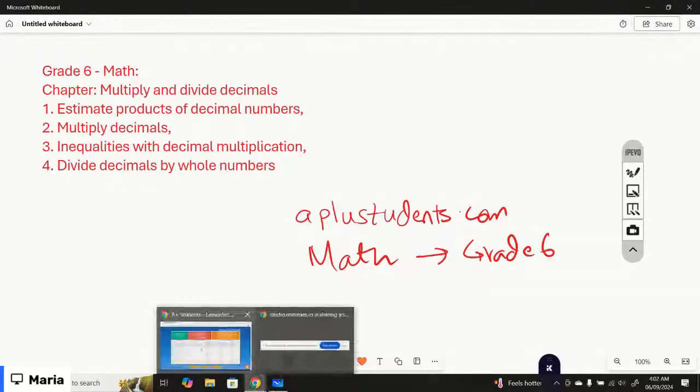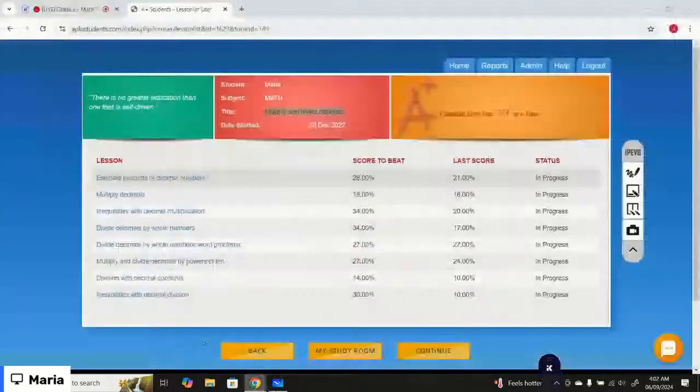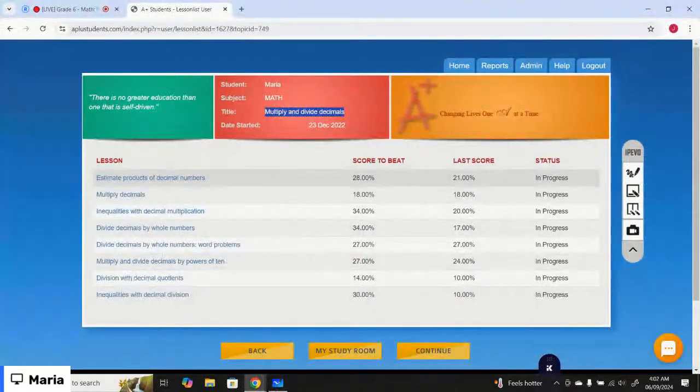Okay, so please make sure you have your notebook and pencil so that you can note down the important examples and definitions as well, right? Here I am on grade 6 math. The chapter we are on right now is multiply and divide decimals. So let's just start with the first lesson, that is estimate products of decimal numbers.